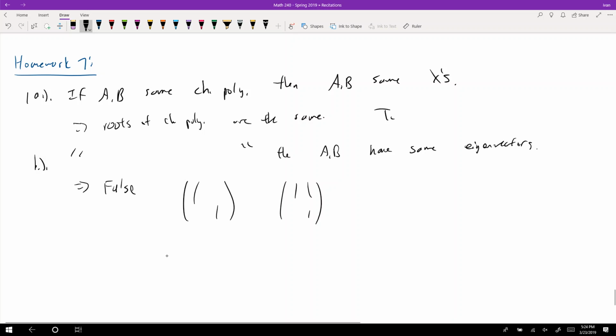Okay, part E. A linear combination of a set of eigenvectors is an eigenvector. That's true.